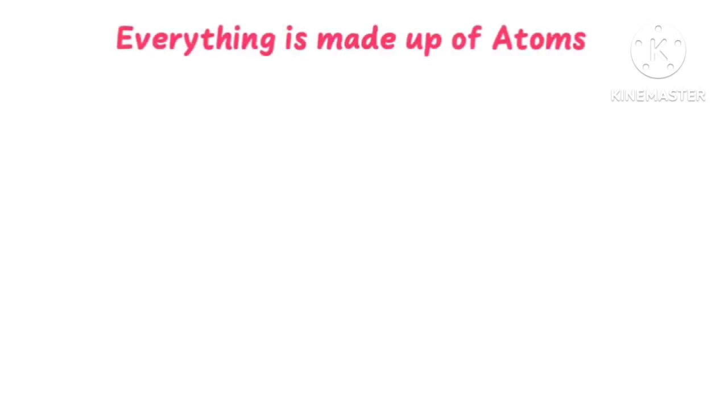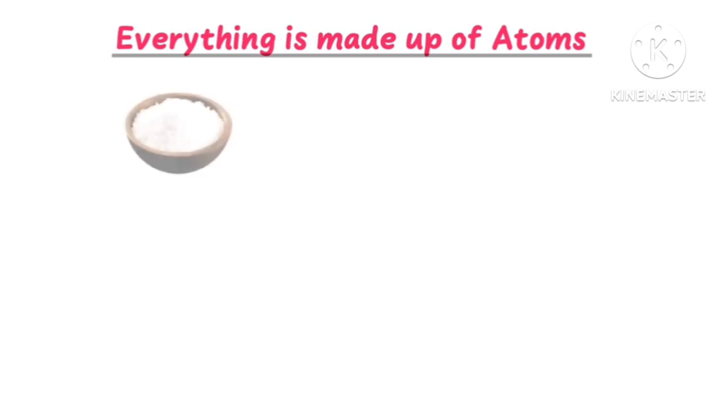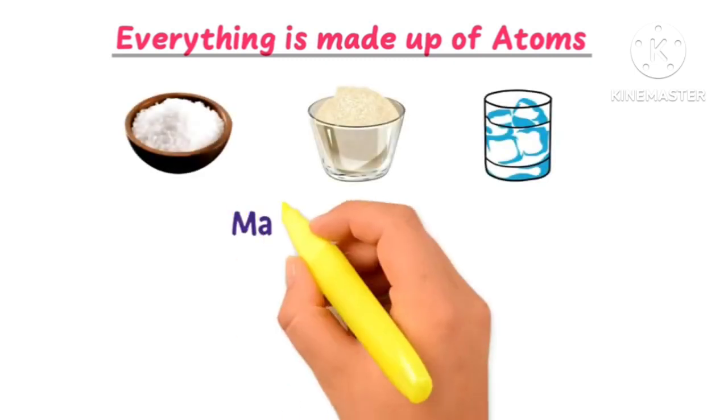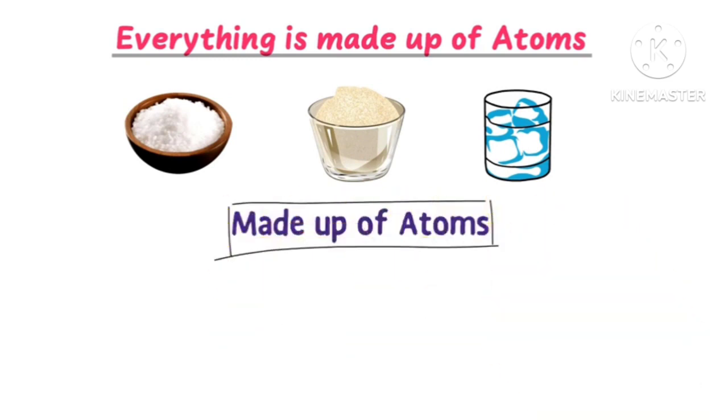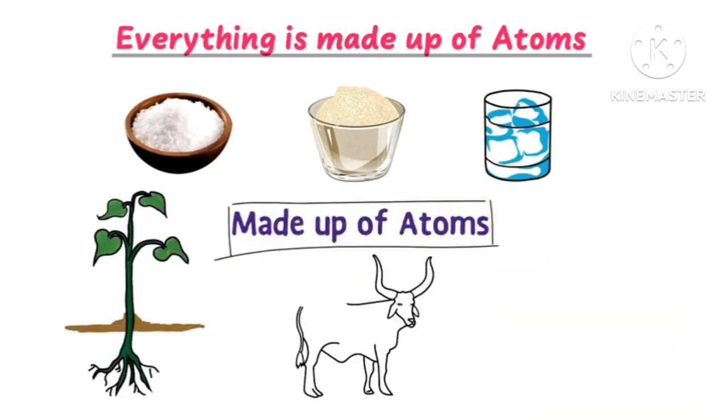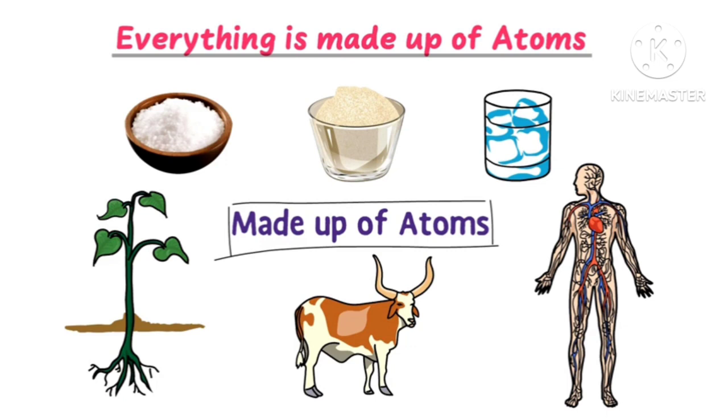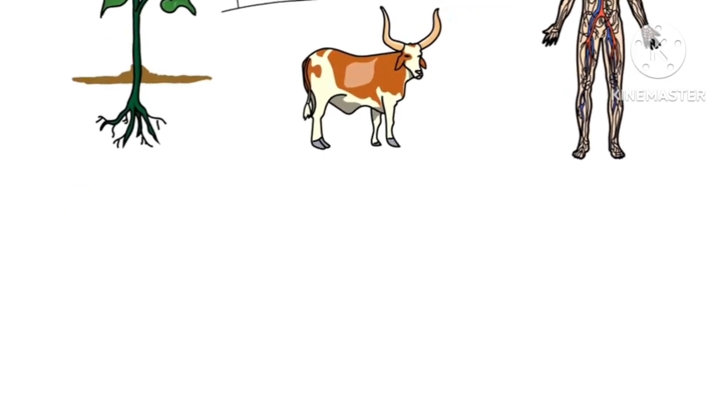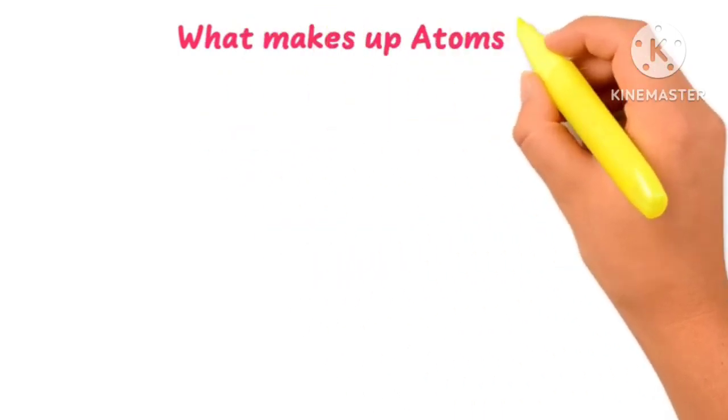Everything is made up of atoms. For example, consider salt, sugar, and water. They all are made up of atoms. Even plants, animals, and human beings are also made up of atoms. Now the important question is, what makes up atoms?